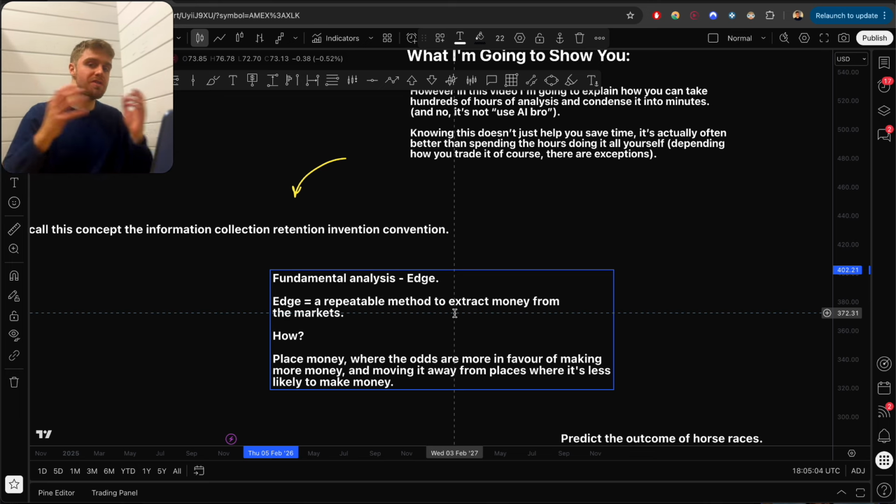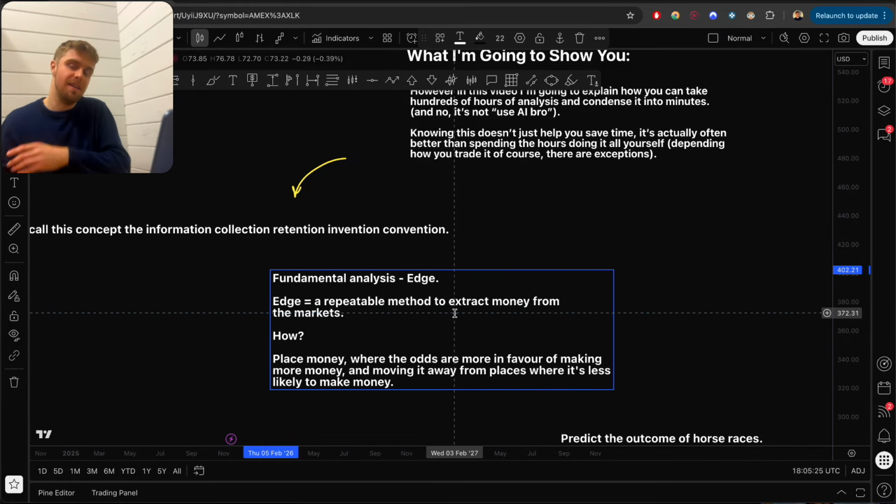What? Let's sort out the what first, then we'll go into the how. Fundamental analysis is a form of edge. What is an edge? An edge is a repeatable method to extract money from the markets. That's it. And how does it do that? What is the machine overall of what's going on? Well, the markets facilitate money moving towards where it's going to make more money and away from where it's going to make less money. That's it.